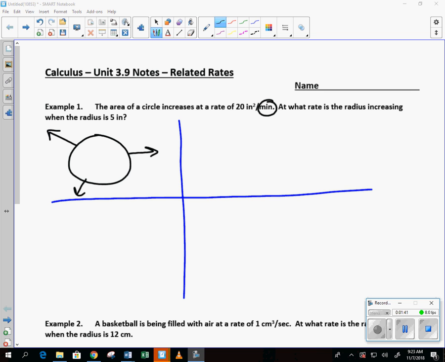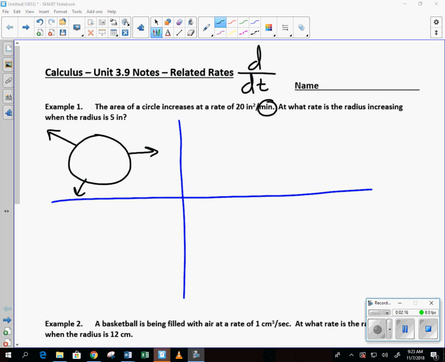Now, this is how related rates develop, because time is that kind of unifying thing that many things change with respect to. So, for example, would you agree that as the radius changes, the time is changing as well? Would you agree that as the circumference changes, the time is changing as well? As the area changes, the time changes as well. So therefore, related rates often have the derivative with respect to time.